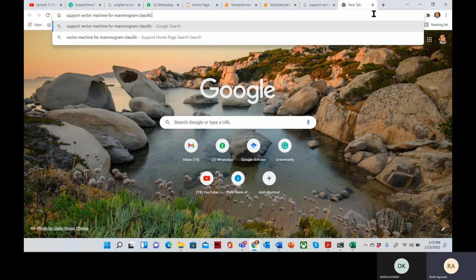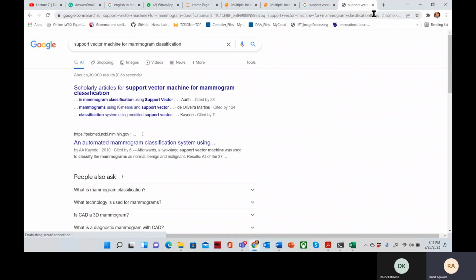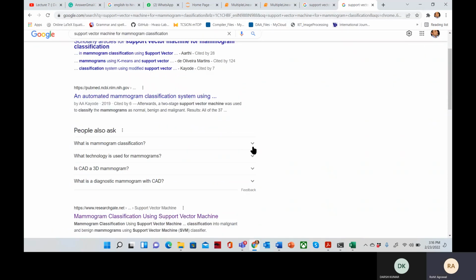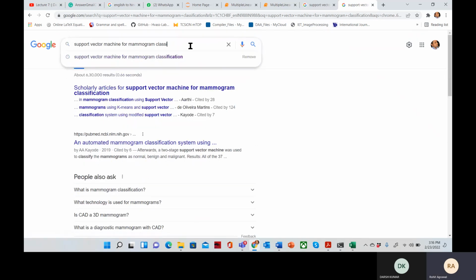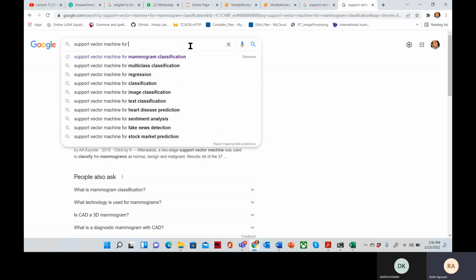Mammogram classification. You will find many research papers. Look, support vector machine for mammogram classification. Support vector machine for what? For image classification, for text classification, for heart disease prediction, for fake news detection. So it has a wide applicability in the domain of machine learning and data science. Yes or no?